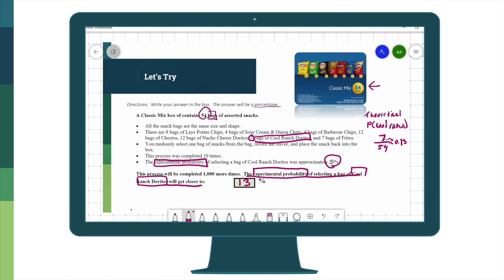So the experimental probability will get closer to 13%. Why? Because 13% represents the value of the theoretical probability of selecting Cool Ranch Doritos out of our box.